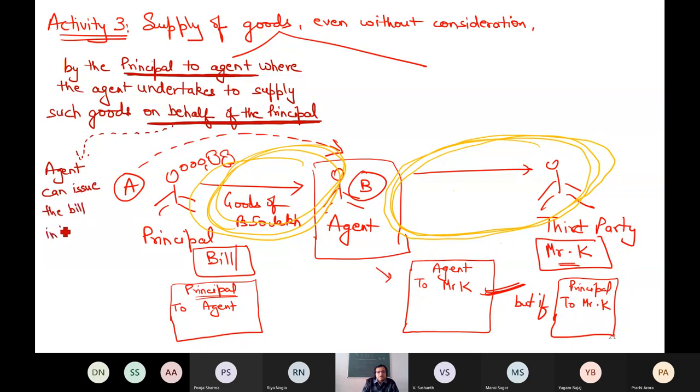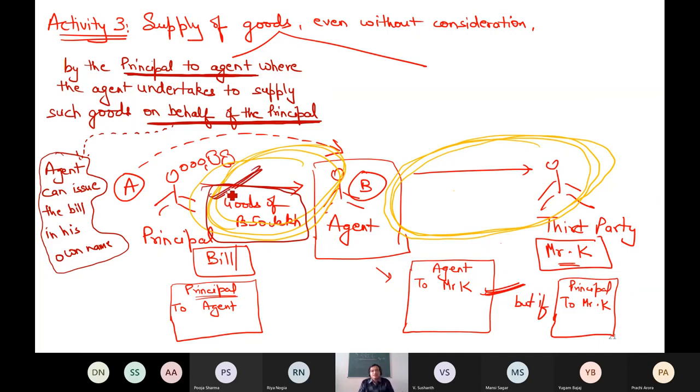Then you say that it is on behalf of the principal. If agent is issuing the bill in the name of the principal, then government says this agent is nothing but a commission agent. So this clause will not come into picture. This is the only point. So supply between principal to agent, that means this 50 lakh is supply. It is to be treated as supply.